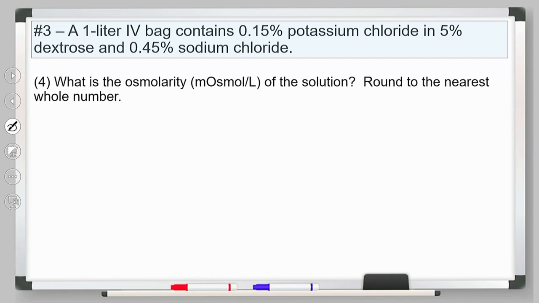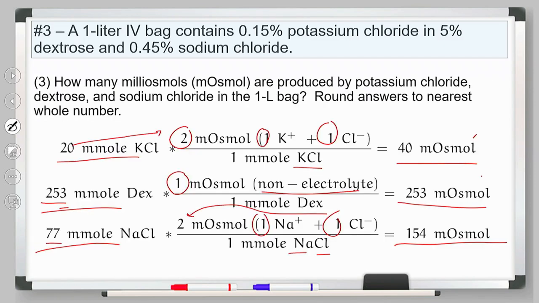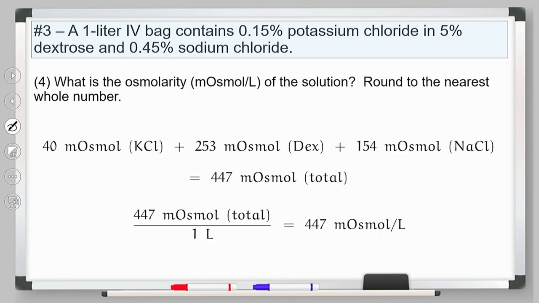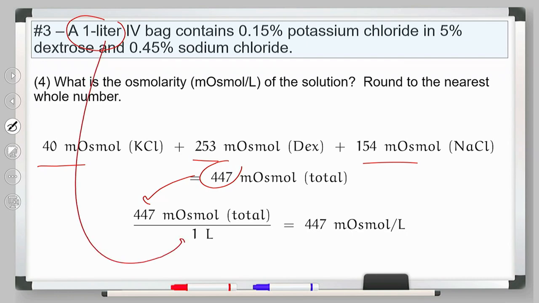What was the osmolarity? All right, so we have individual osmoles, and they're just additive. It doesn't matter in a solution whether the milliosmoles come from sodium or potassium or dextrose. It's all the force generated by that number of particles, regardless of what the particles are. So to calculate osmolarity, we just add up all of the individual milliosmoles and get a total. There's our total, and remember, this was an easy one because we're starting with a 1 liter bag, so we're starting per 1 liter, so we have 447 milliosmoles per liter as our final amount.